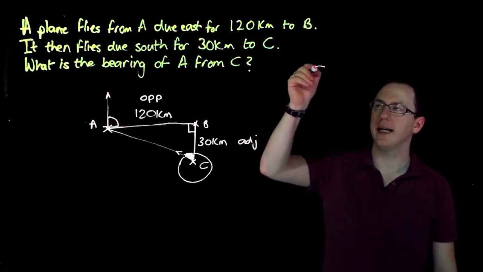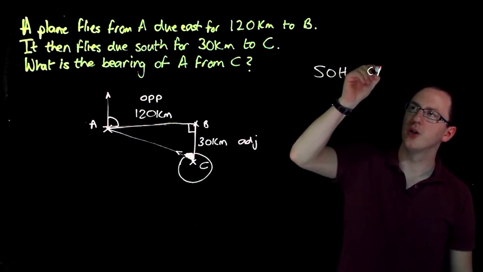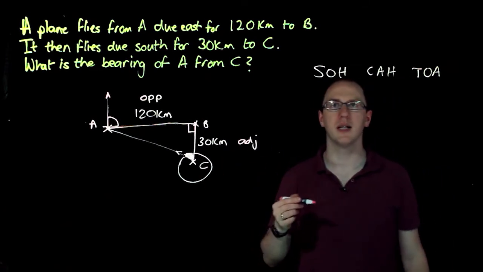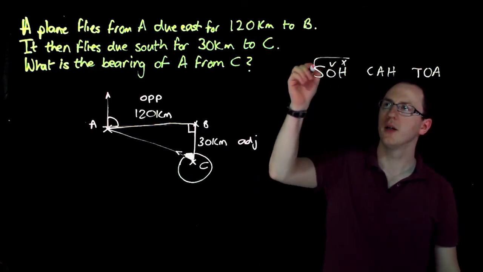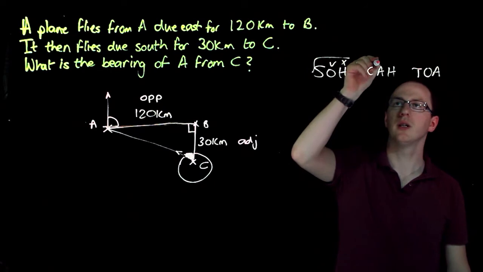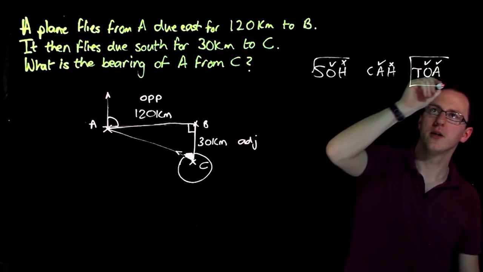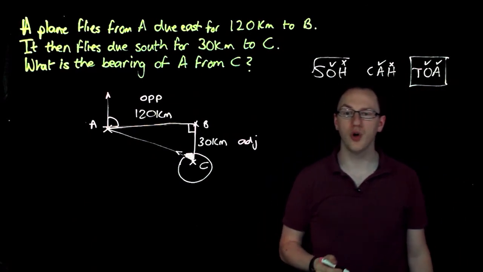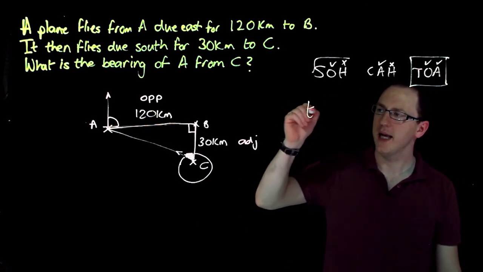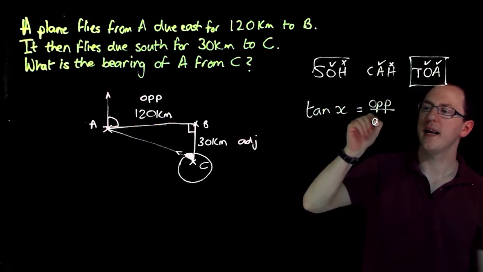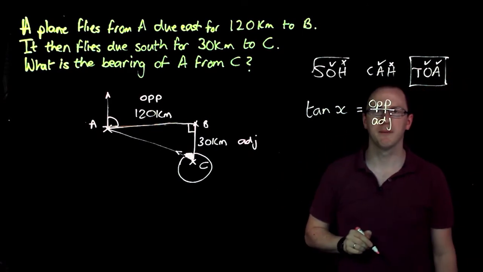Well, I'm going to write up my nine letters, SOH CAH TOA, to help me work that out. I'm looking for the one that uses opposite and adjacent. Opposite but hypotenuse, adjacent but hypotenuse, opposite and adjacent. So I'm going to use the last one, TOA. And TOA reminds me that the tan of an angle equals the opposite divided by the adjacent.